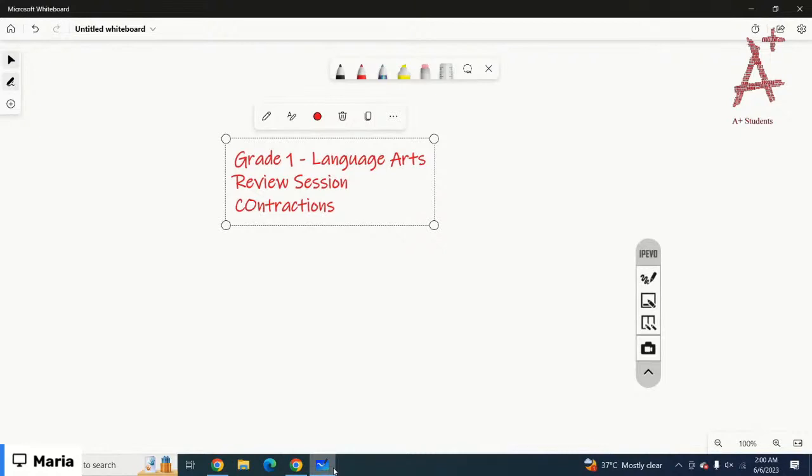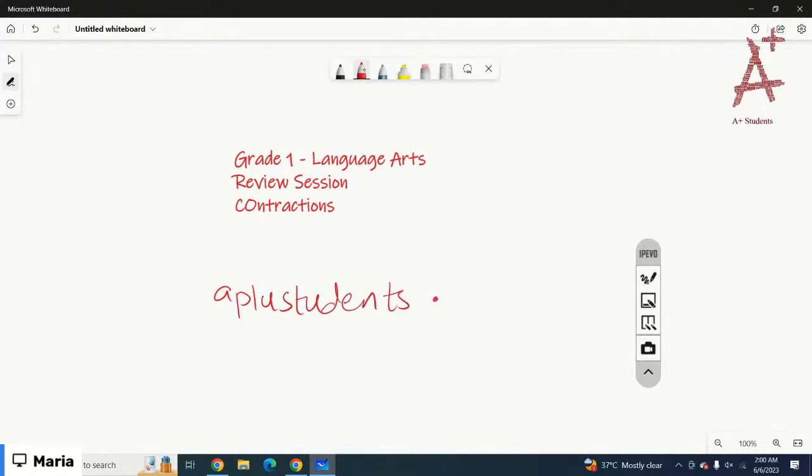We are here for grade 1 language arts. You can find all the lessons on aplusstudents.com. You have to log in there using your email address and password as provided by the administrator. Then you have to select language arts from the subject tab. Scroll down to grade 1 and then click on view all lessons. There you can find a list of the chapters.